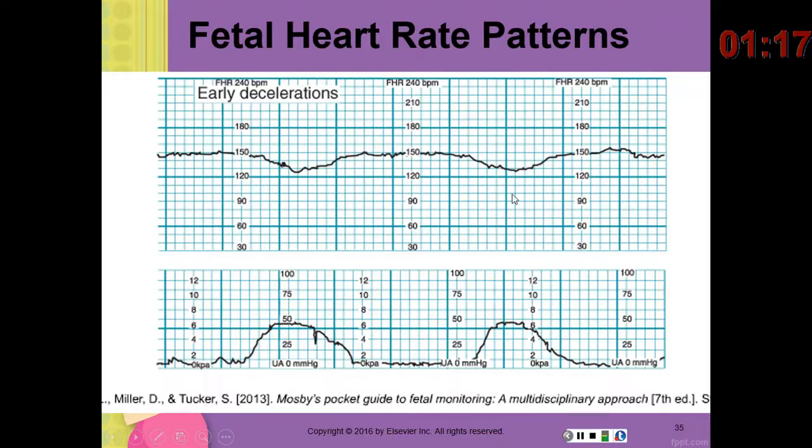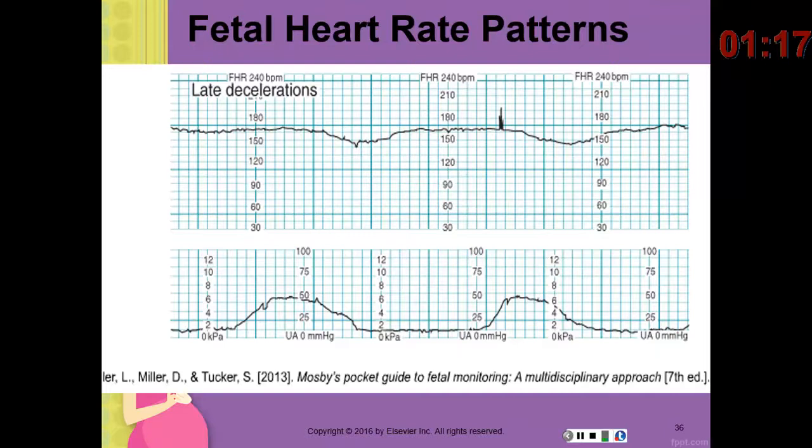Same one with this. If I draw a line, it's going to go right through the middle. It starts at the same time the contraction starts, and it ends by the time the contraction ends. So that is early. Early is head compression. There's usually no intervention but checking the patient.